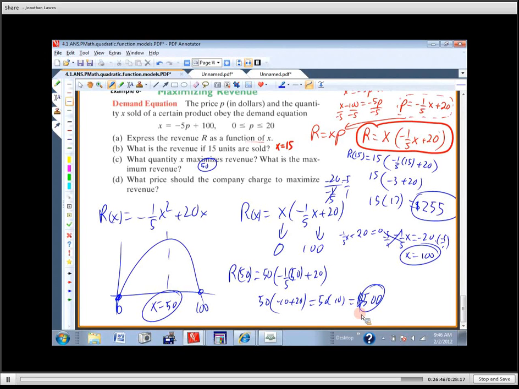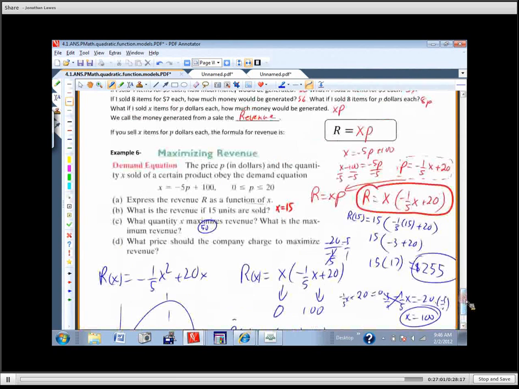Okay, last part. What price should the company charge to maximize the revenue? So remember, how many they sell depends on what they set the price at. We know they should sell 50 of them, so that will help us figure out what the price is. So if you know they should sell 50, let's come back up here. Was there an equation that related X to P? This one right here, or this one right here? The price should be negative 1/5 times 50 plus 20. And we already figured that out, didn't we? They should sell it for 10 bucks. They sell it for 10 bucks. They'll sell 50 of them.